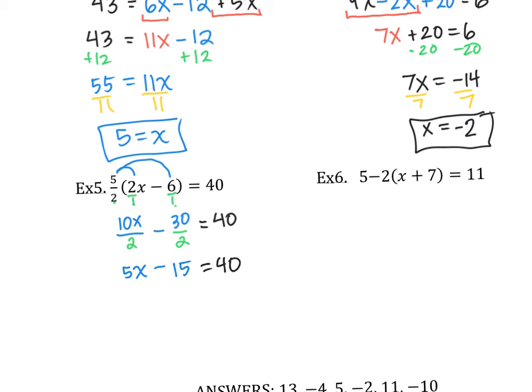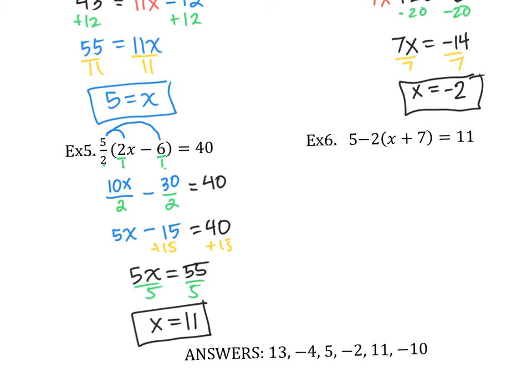Okay, now I see a two-step equation. I know what to do for two-step equations. So I'm going to cancel the minus 15 by adding 15. Bring down 5x equals 40 plus 15 is 55. Okay, and then I'll divide by 5 on both sides. I get x equals 55 divided by 5 is 11. Okay, that's a good answer. Okay, we're going to do one more example, and then I'll give you some ones to practice on your own.